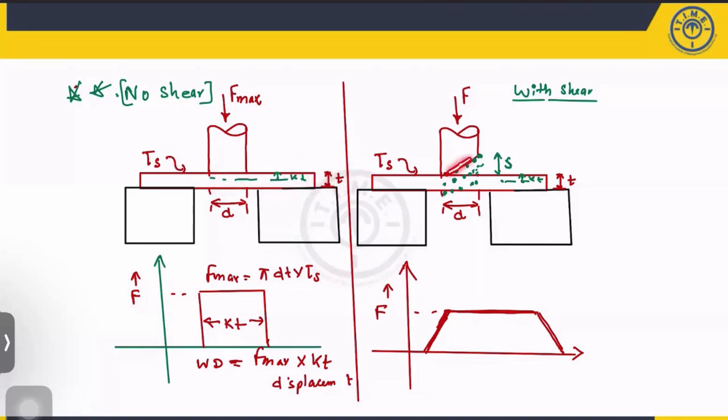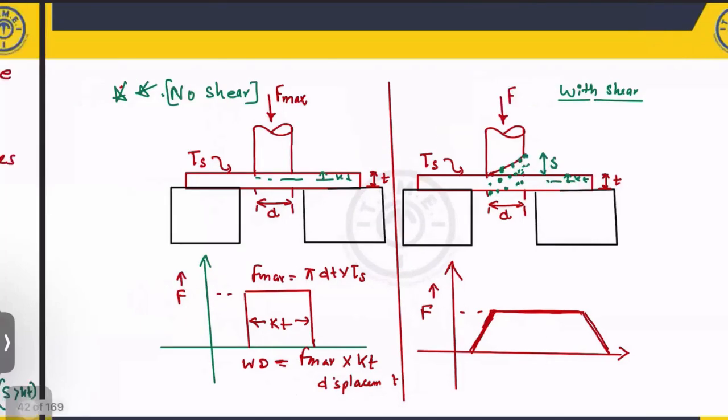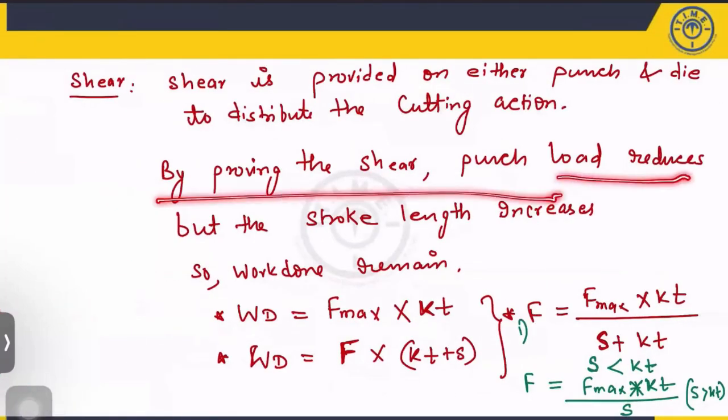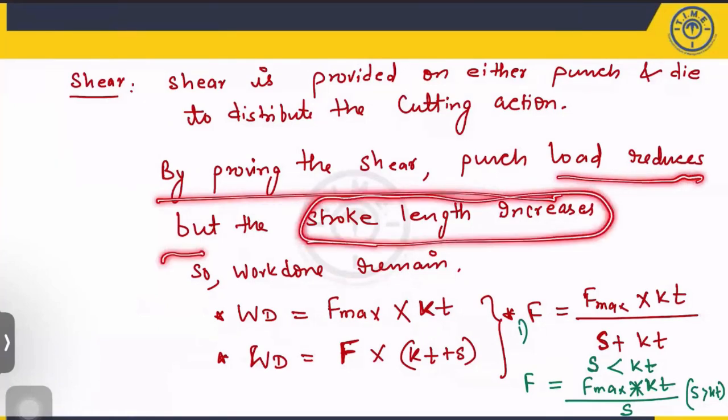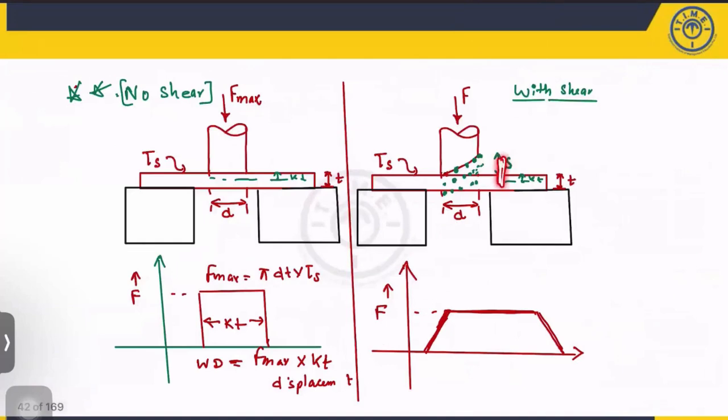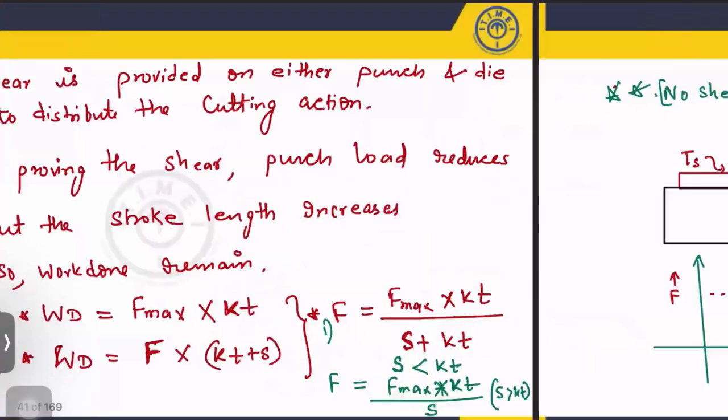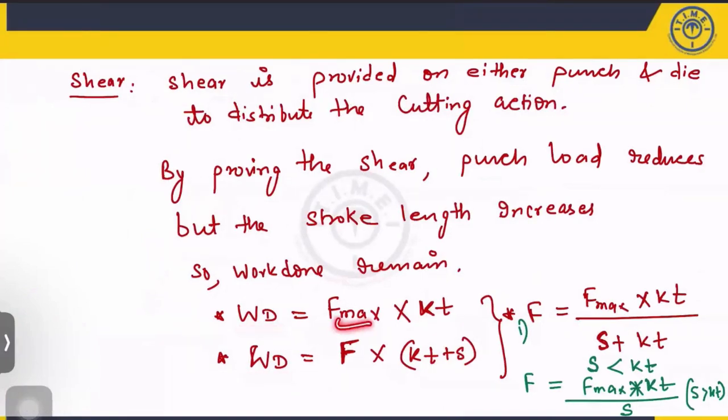So if you are providing the shear, the force is getting reduced. That means one other quantity has to increase, which is the stroke length. That's why I mentioned here, by providing the shear, the punch load can be reduced, but the stroke length value will be increased. But the total work done, force into displacement, will be the same. In the case of F max into KT, this is the constant force which you are applying, and that is the work done. In this case, you can calculate the force by equating the work done. So F max into KT is equal to F into (KT plus S).